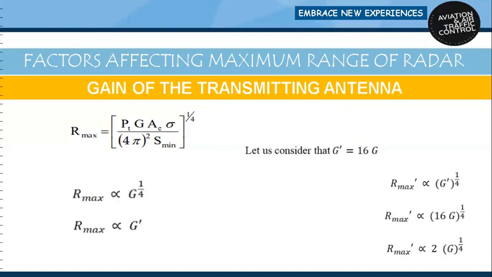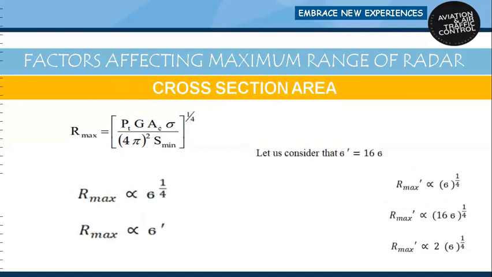Gain of the transmitting antenna. So from this equation, we conclude that if we increase the gain by 16 times, the range of transmitter will double. Cross-section area. From this equation, we conclude that if we increase the radar cross-section area by 16 times and keeping other things constant, the range of the transmitter will increase by 2 times.